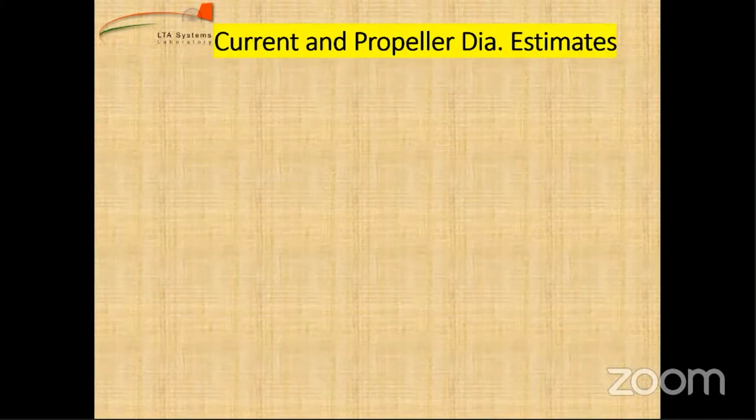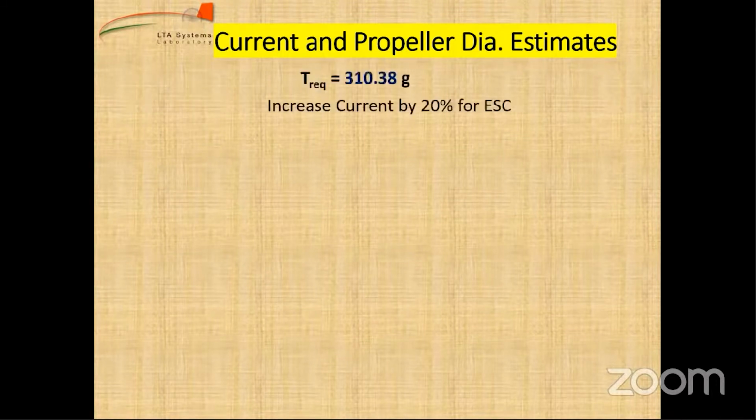So next thing we need is the current. We need to calculate the current that needs to be supplied to our motor, and also we are going to look at what the propeller diameter should be. After all, you are estimating the avionics, right? And avionics is not complete without the propeller, right? Yes, sir.